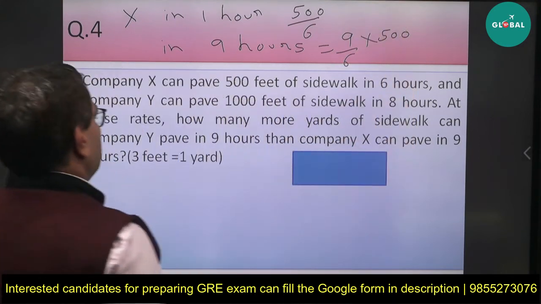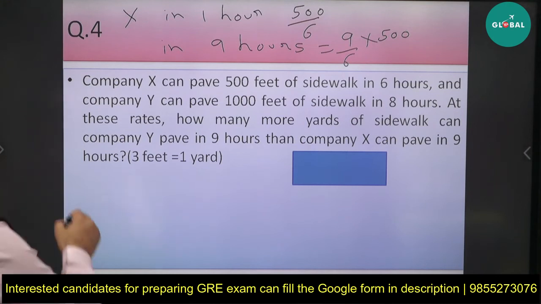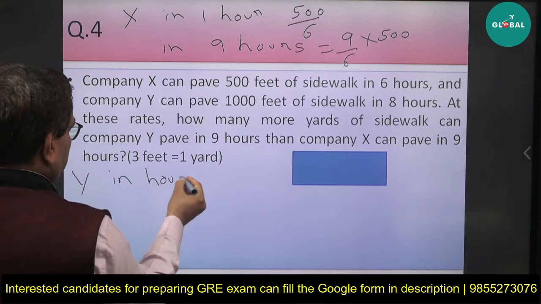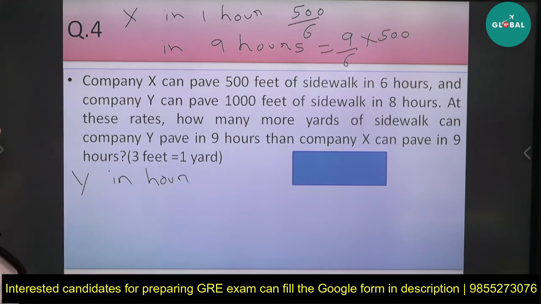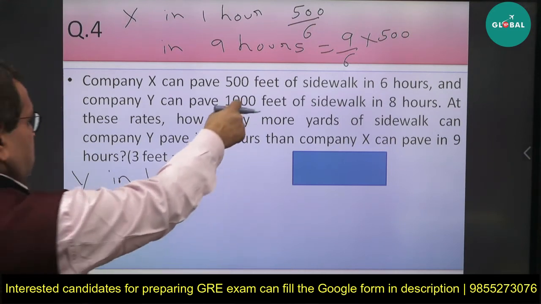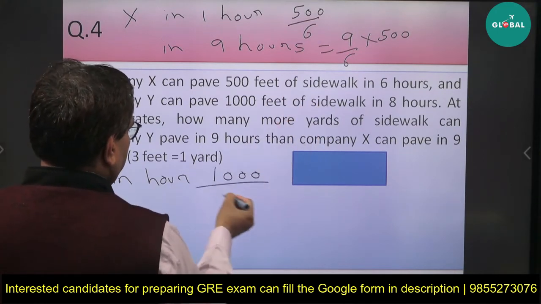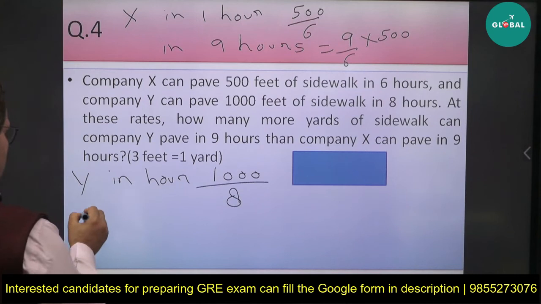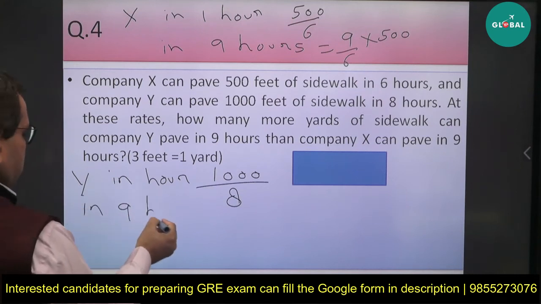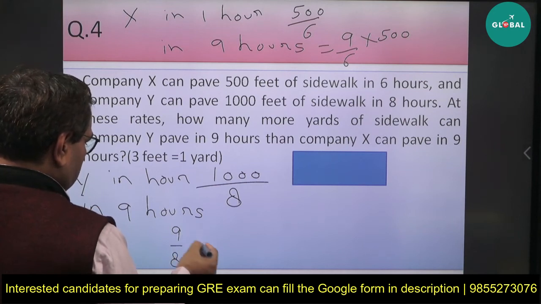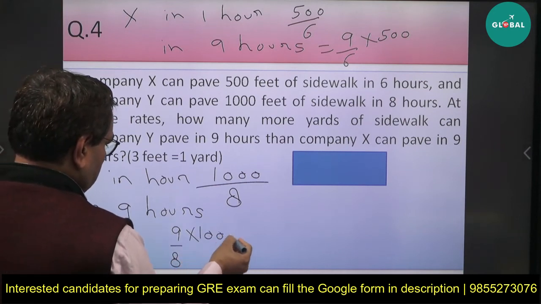Okay. Now similarly for company Y, in 1 hour, how many feet can it pave? In 8 hours, it is paving 1000 feet. Okay. So in 1 hour, it will be 1000 divided by 8. In 9 hours, how much? In 9 hours, 9 upon 8 into 1000. Okay.